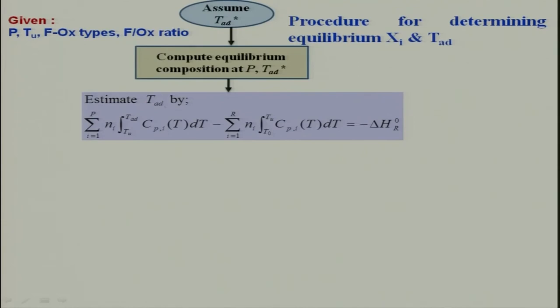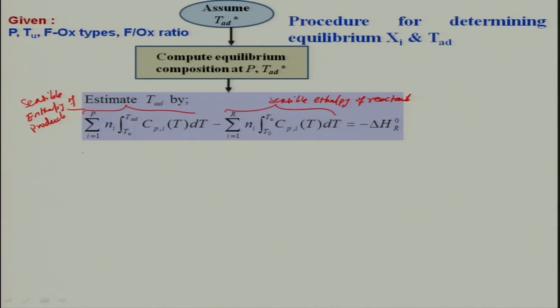You will estimate the adiabatic temperature by this, your sensible enthalpy, right? This is the sensible enthalpy of the product, and this is the sensible enthalpy of the reactants. This is the sensible enthalpy of product, involving various species, Ni, various species.